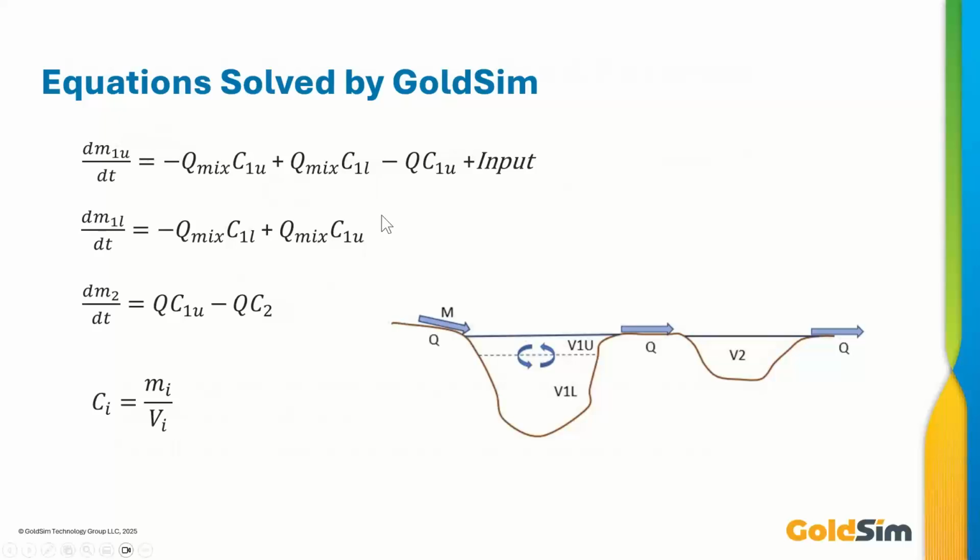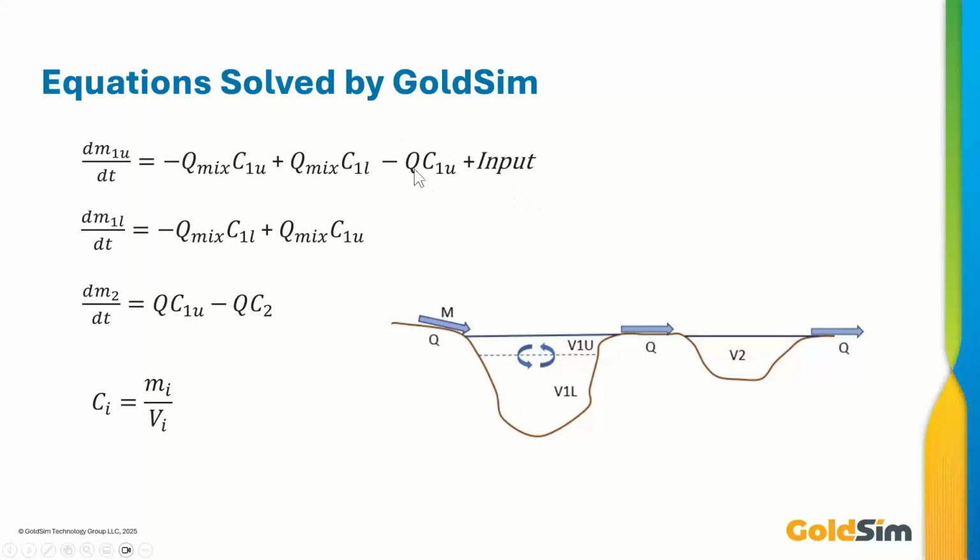So just to let you know what we solved there, so you can get an idea of what GoldSim is doing. Remember, I had 3 mixing cells in this model: 1U, 1L, and 2. And what GoldSim did when we built those models, I didn't have to write these equations. GoldSim wrote these equations. It says, what's the governing equation for the upper level of the first lake? What's going out is the mixing rate downward, plus what's coming in is the mixing rate upward.